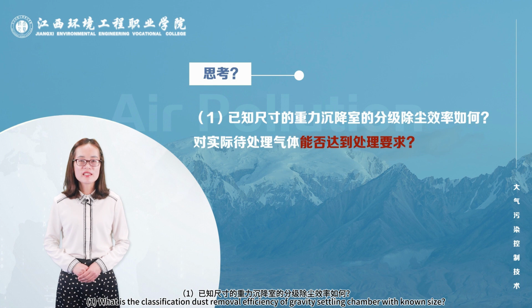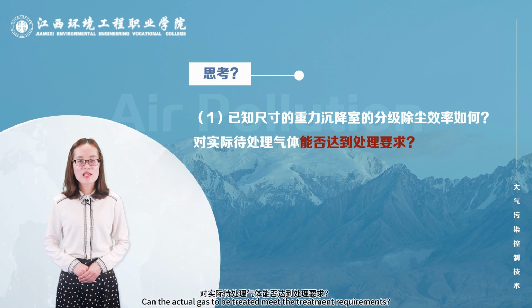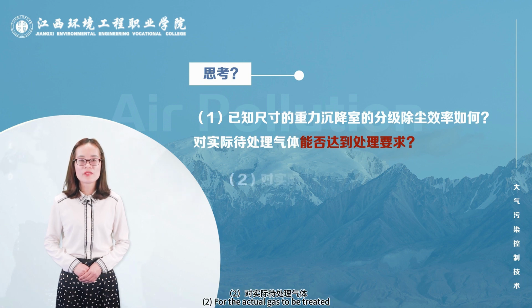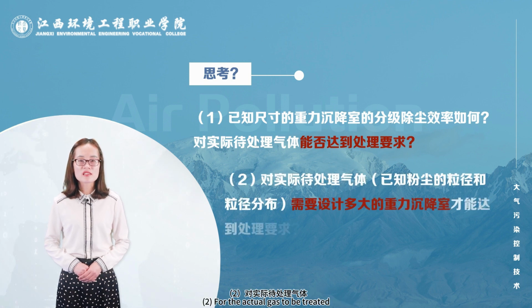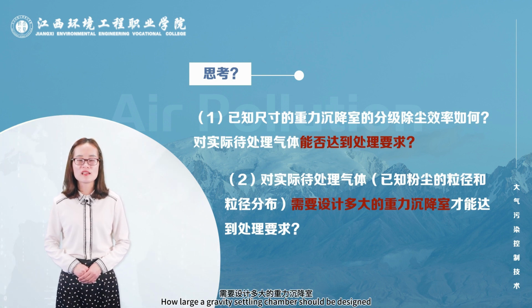1. What is the classification dust removal efficiency of a gravity settling chamber with known size? Can the actual gas to be treated meet the treatment requirements? 2. For the actual gas to be treated, the particle size and particle size distribution of dust are known. How large a gravity settling chamber should be designed to meet the processing requirements?